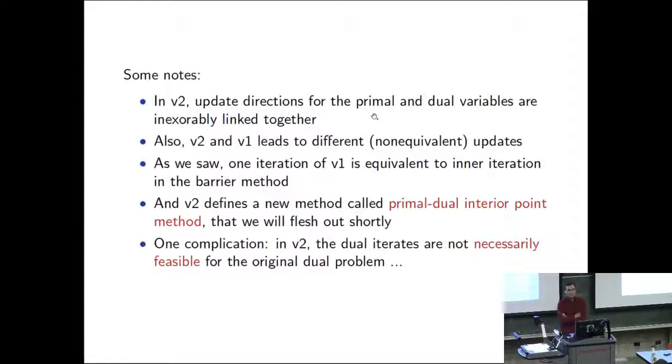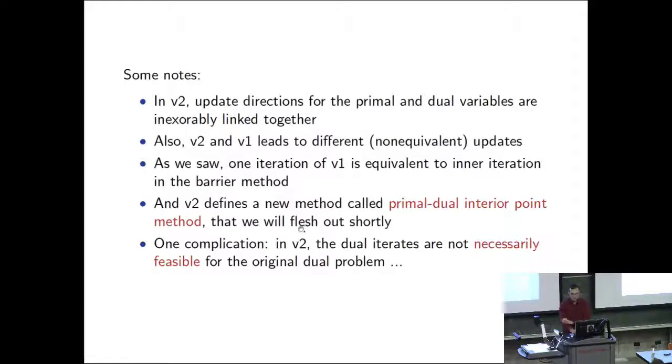They're not equivalent. So, partially solving a nonlinear system and then applying Newton's method is not the same as applying Newton's method to the original system. So they're not the same updates. As we already saw, version 1, which did this partial solving for u, is equivalent to one inner iteration of the barrier method. So it's another way of viewing the barrier method. And this version 2 leads to a method that we're going to call the primal dual interior point method.